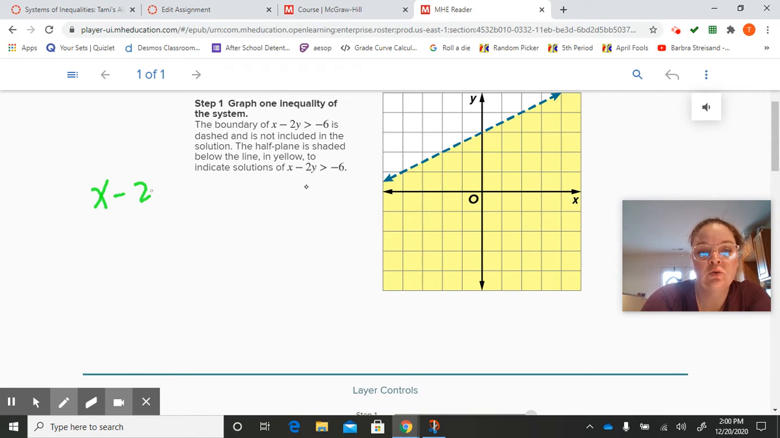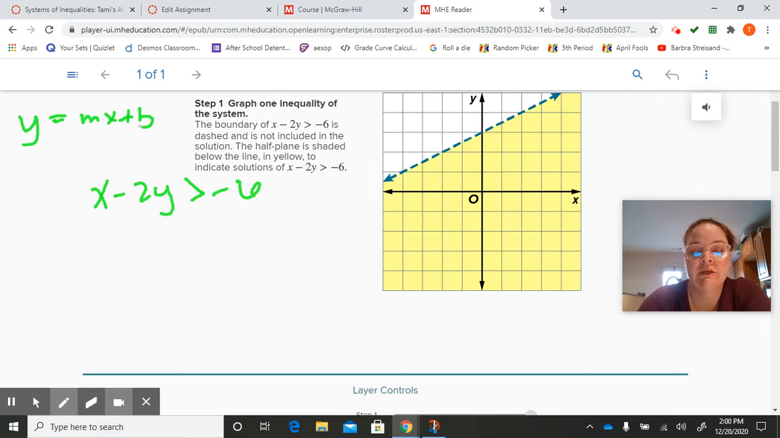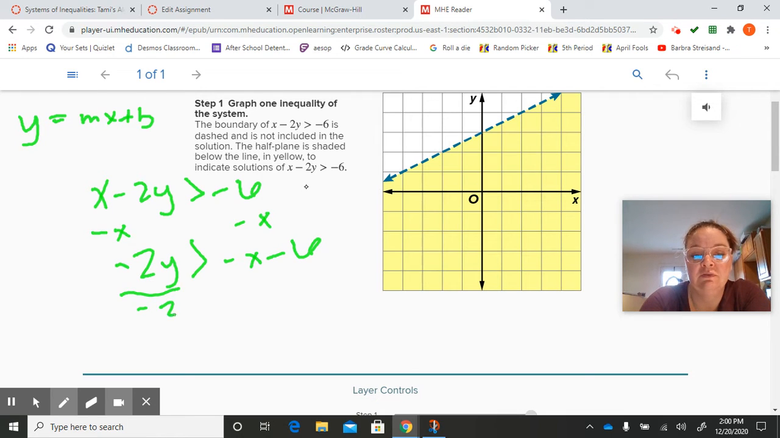x minus 2y greater than negative 6. We want to get this into y equals mx plus b for graphing reasons. And it won't be an equal sign. It'll be whichever inequality symbol we're using. So we're going to subtract the x from both sides because we want to get the y by itself. So we've got negative 2y greater than negative x minus 6. And then we're going to divide both sides by negative 2.